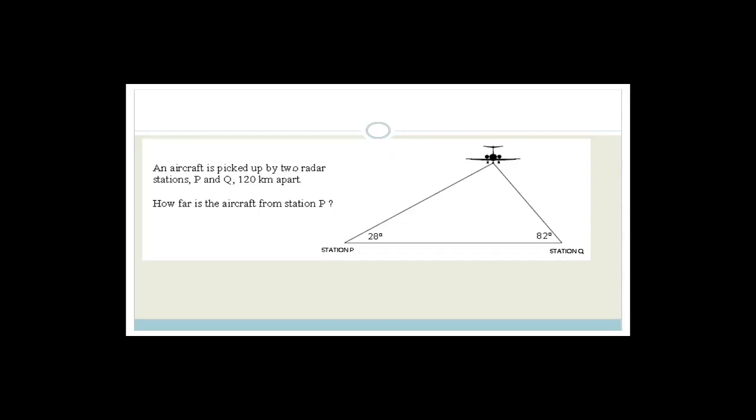But it says, an aircraft is picked up by two radar stations, P and Q, and they are 120 kilometers apart. It says, how far is the aircraft from station P? So do you agree they want this side here? Okay, so this question again, because we're doing the sine rule, it's pretty obvious that we have to use a sine rule because there's no 90 degree angle. Because 28 and 82 is above 100, so there's no way this can be a 90 degrees. So therefore we have to use the sine rule or the cos rule.